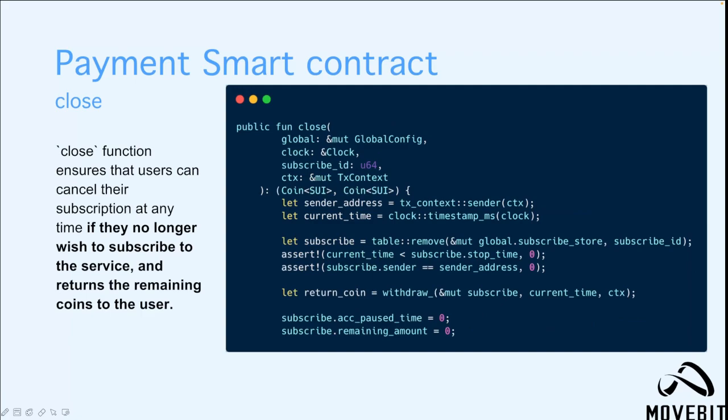The close function ensures that the user can cancel their subscription at any time if they no longer wish to subscribe to the service, and returns the remaining coins to the user. When the close function is executed, the withdraw function will be called first. This part has the same logic as the withdraw function. The released coin will be transferred to the receiver address, and then the subscribe object will be deconstructed, and the remainder will be returned to the sender address.